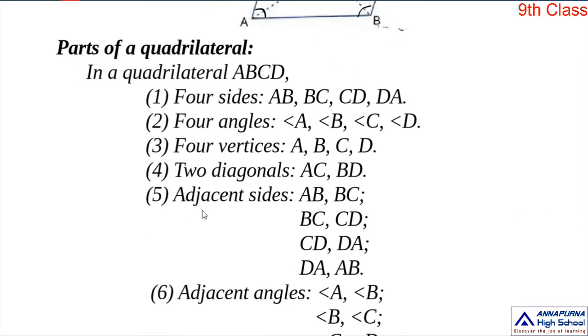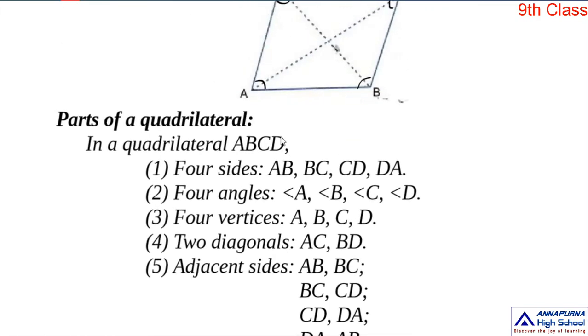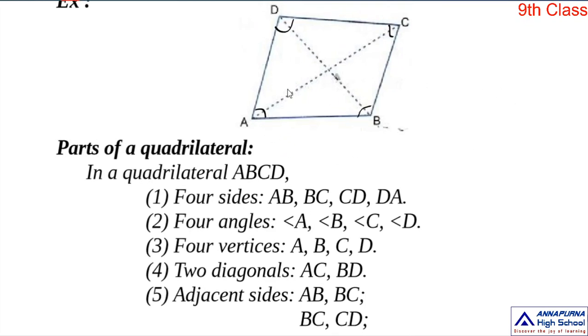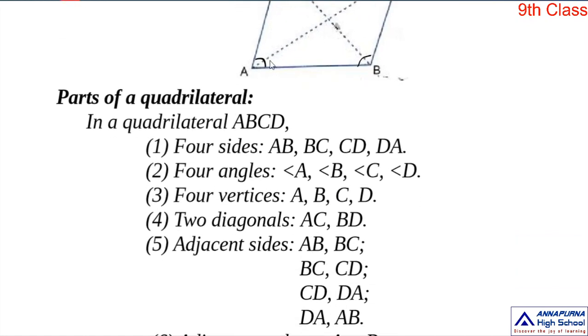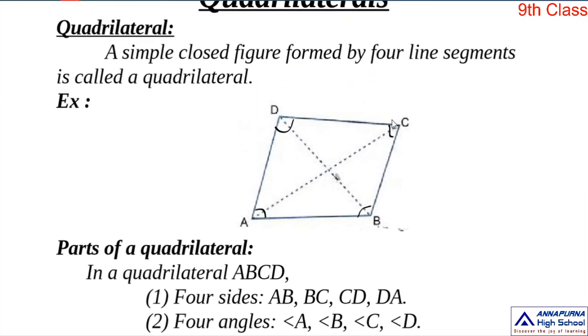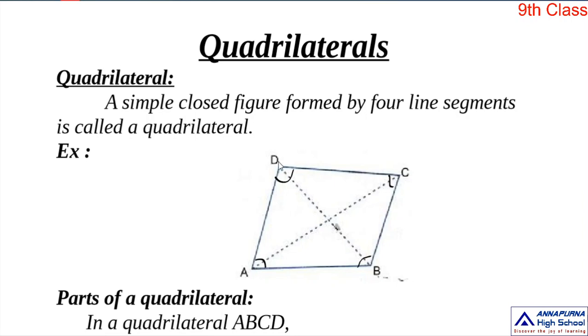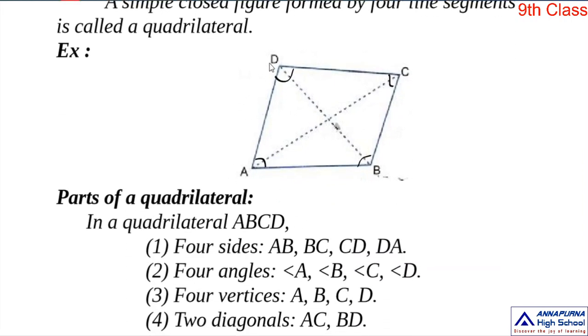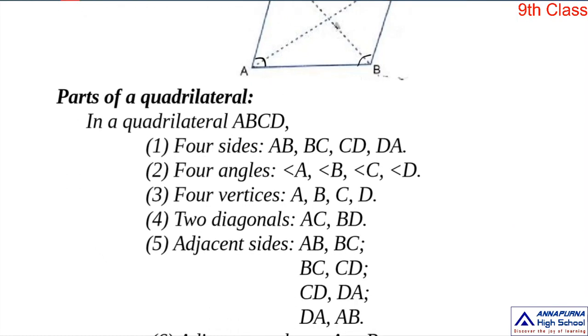Next, fifth one, adjacent sides. How many adjacent sides are there in a quadrilateral ABCD? There are four pairs of adjacent sides. See the figure: AB, BC, this is the first pair. Next, BC, CD, the second pair. Next, CD, DA, the third pair. Next, DA and AB, the fourth pair.